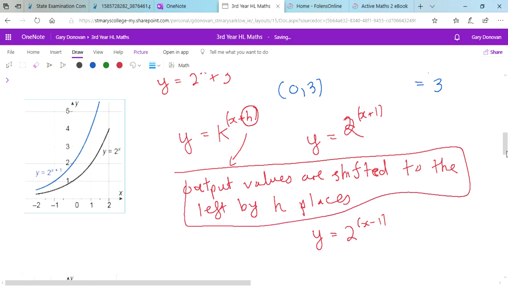So here we have y equals 2 to the power of x. Here we have 2 to the power of x plus 1. But when x is 0, y is 1 on the black graph. But if we add this plus 1 here, it's shifted one place to the left and it becomes minus 1. On our black line graph, when x is 1, y is 2. But if we have 2 to the power of x minus 1, it's shifted one place to the left. So all y values are shifted one place to the left.